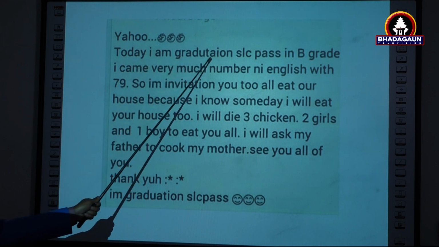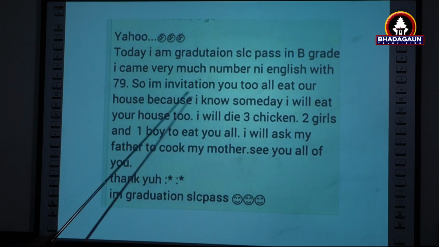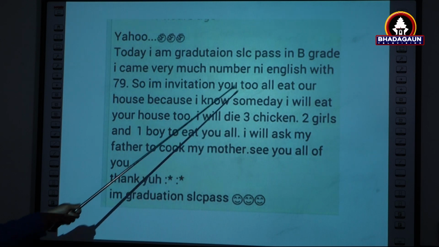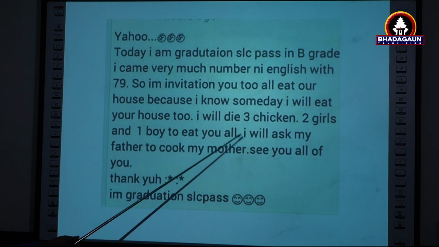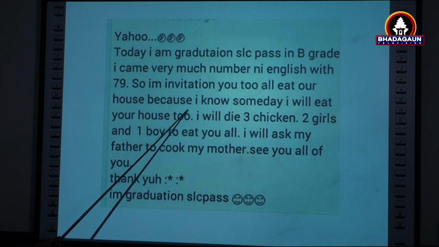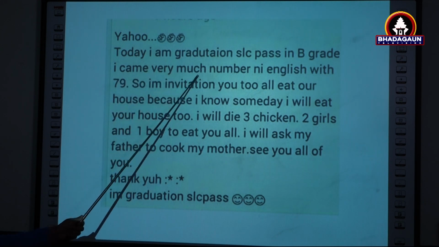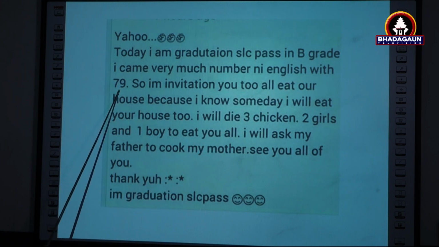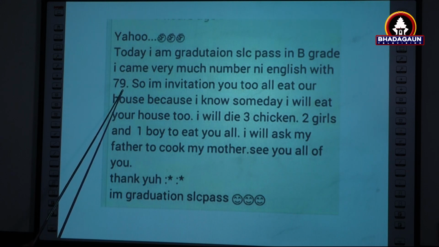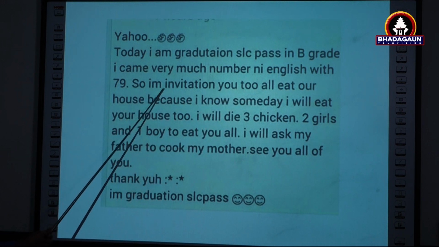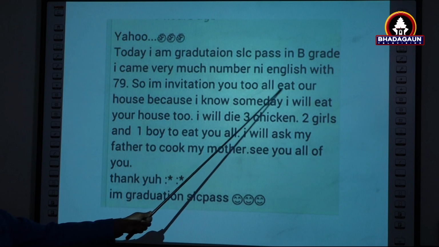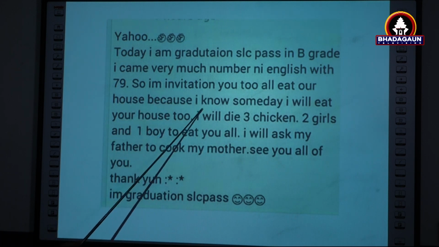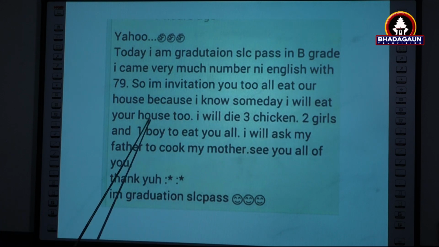Today I am graduation SLC pass in B grade. See the student who has passed SLC in B grade. See the English. Hope we will not have such type of English who obtained B grade in upcoming SEE. I came very much number in English, knee English, right, with 79. This is very unlucky student. 79, 80, if he obtained 80, it will be A grade, right? So I am invitation you to all eat our house, because I know someday I will eat your house too.